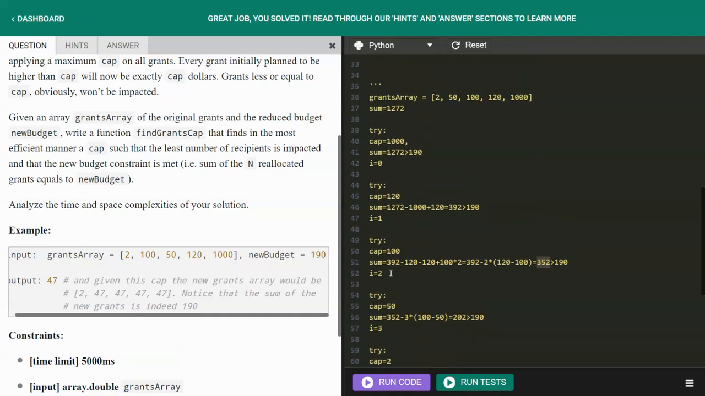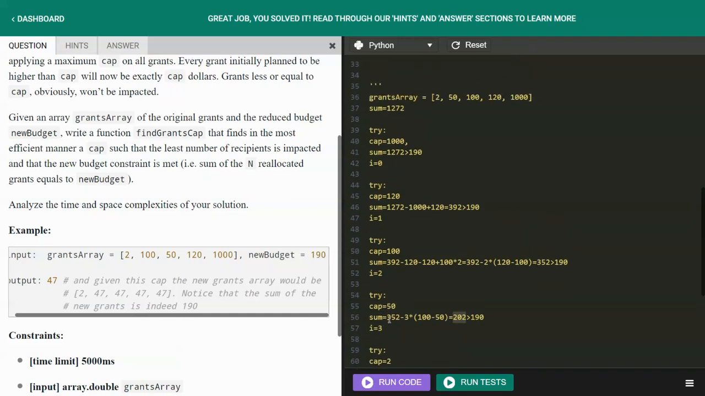Keep trying. So now we decrease the cap rate from 100 to 50. The old cap rate is 100, the new cap rate is 50. The running sum right now is 352 minus 3, which comes from the index that we keep track of, times the difference between the old cap rate and the new cap rate. And now the running sum is 202, and it's still greater than 190, which is close, but we are still over budget.